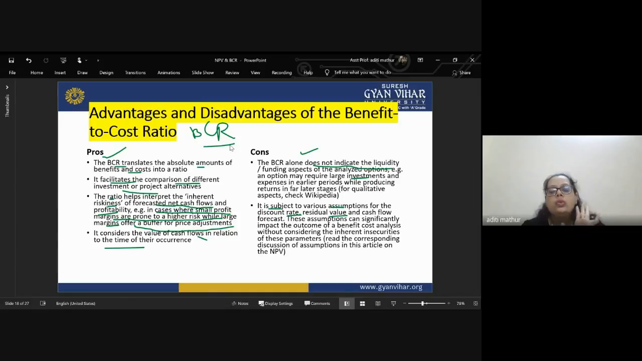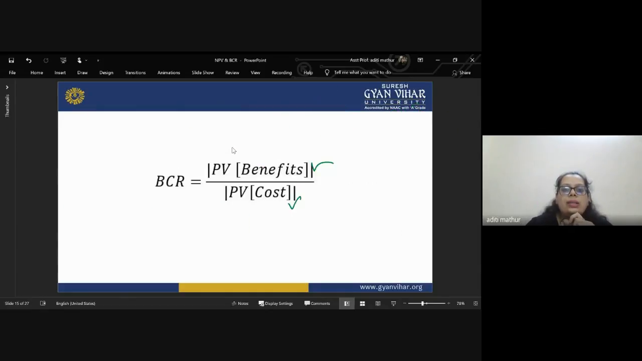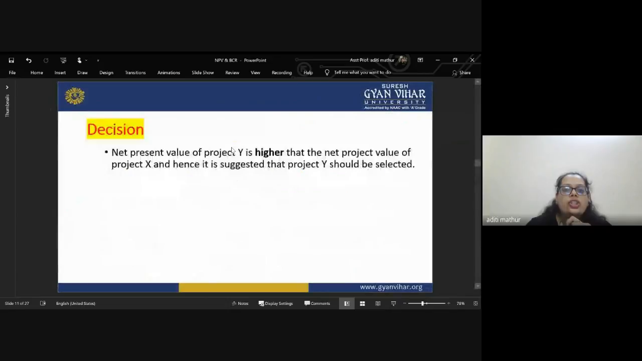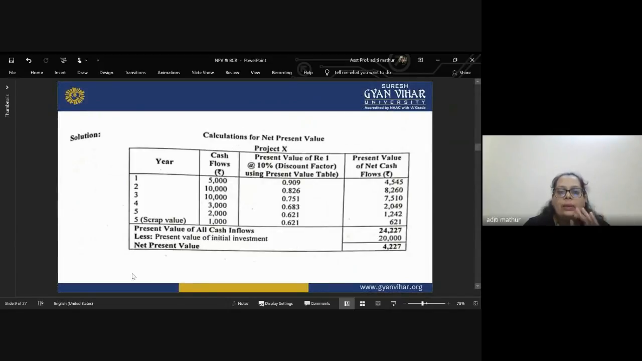So you should also know the advantages and disadvantages of all the ratios, because in exams sometimes theoretical questions also come. So let us continue with the discussion of BCR with the question which we have discussed in NPV, right? So we will calculate the BCR over here.